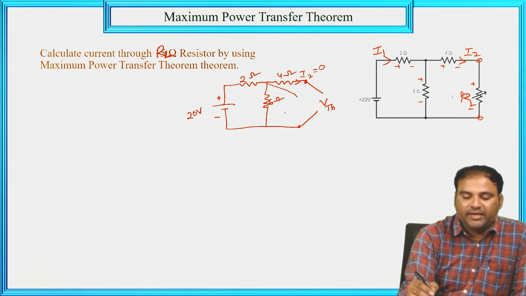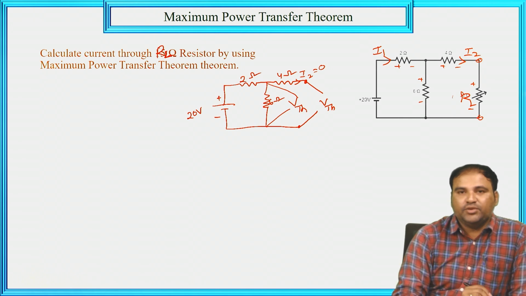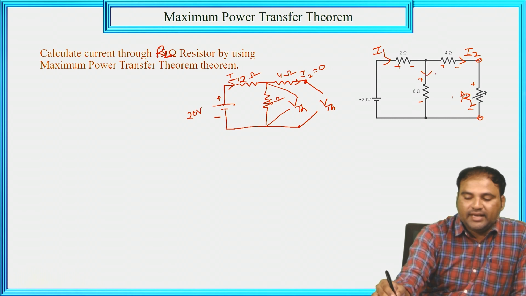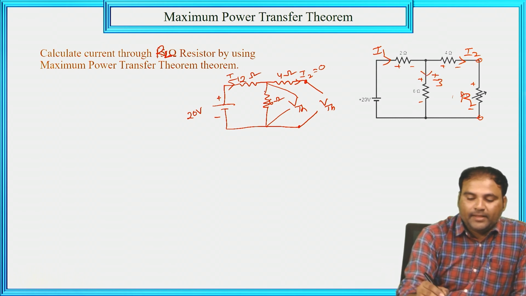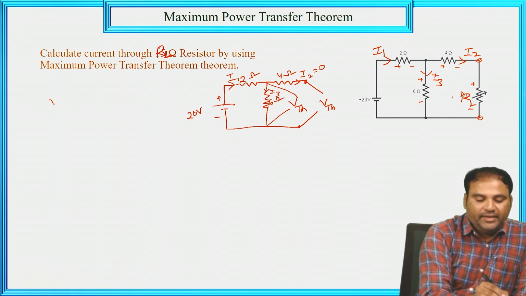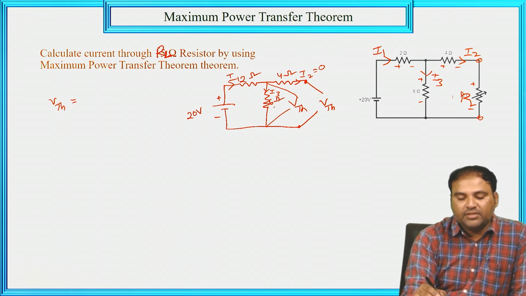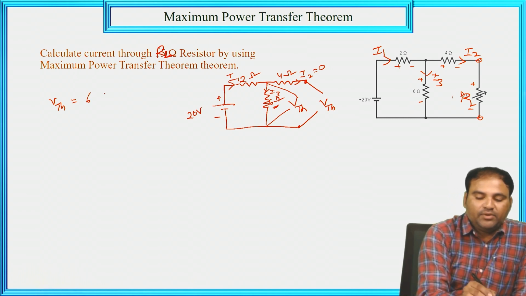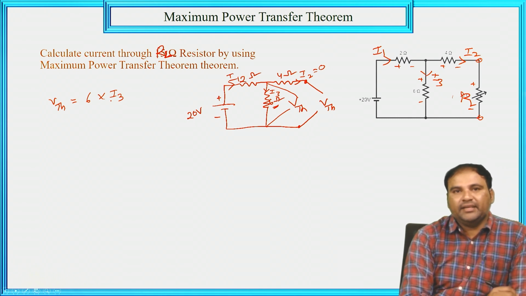So here we need to calculate the VTH, meaning VTH across the 6 ohm. Here the currents are I1 and, let us take, I3. Now VTH is equal to the voltage drop across this 6 ohm, which is 6 into I3. So VTH is equal to 6 into I3. Now we need to calculate the I3 value.